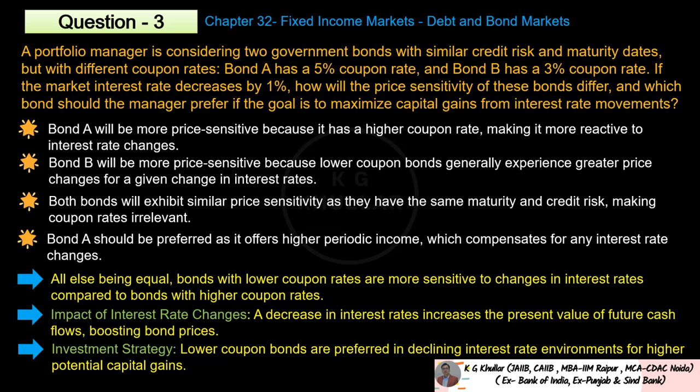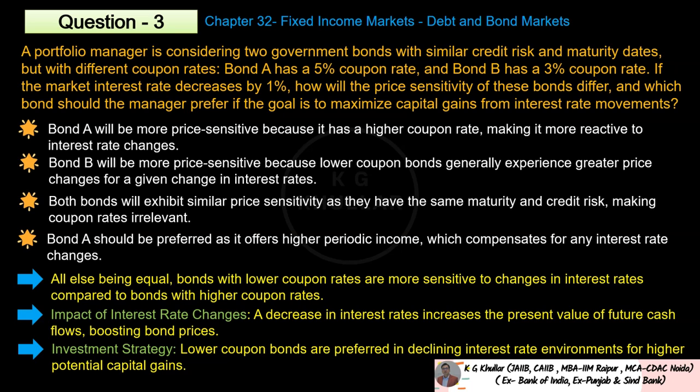Now in our question, Bond B with a 3% coupon has a smaller periodic payment compared to Bond A, which is with a 5% coupon. So a larger proportion of Bond B's value is concentrated in the final principal repayment. I hope this point is clear to you. As a result, Bond B's price reacts more significantly to a decrease in discount rate, leading to a greater price appreciation than Bond A.